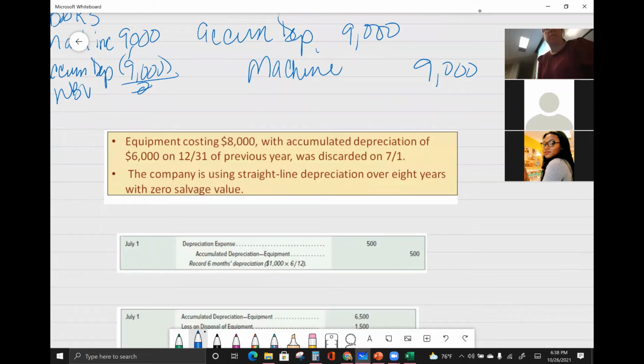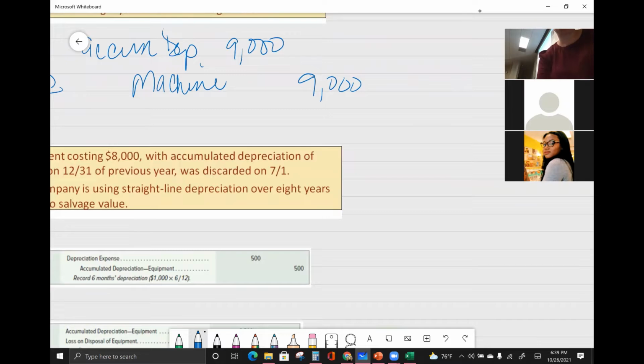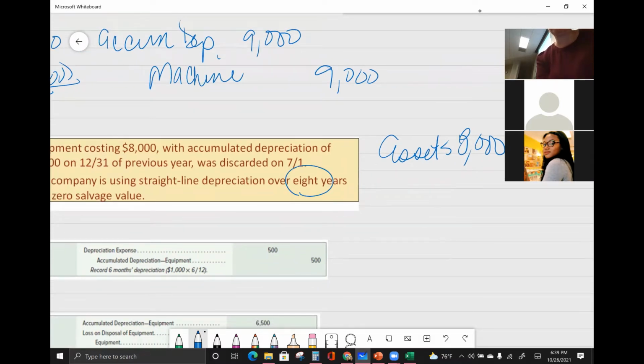Okay, let's look at another one. So we have equipment cost of $8,000, accumulated depreciation of $6,000 on 12/31 of the previous year, and it was discarded on 7/1. The company's using straight line depreciation over 8 years with zero salvage value. All right, so I have an asset that's $8,000. And it tells me that it's depreciated over 8 years.